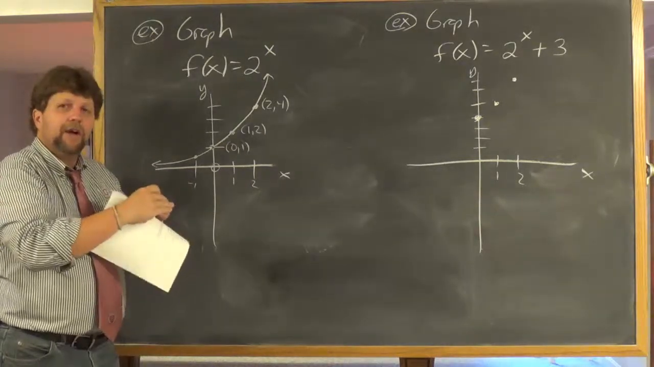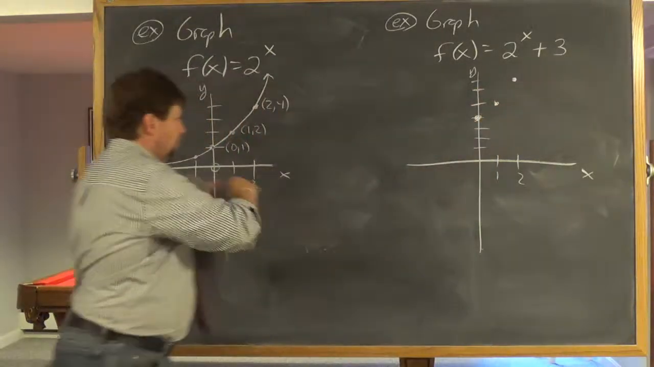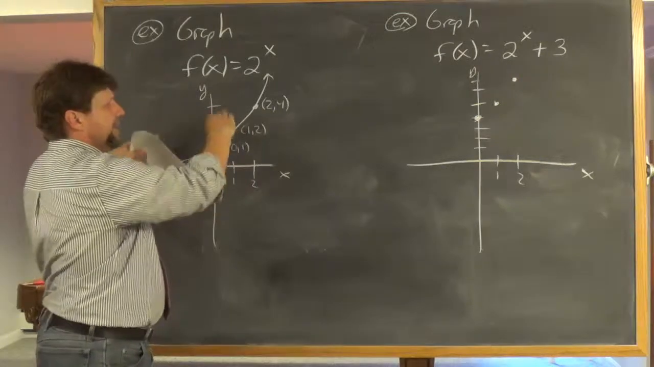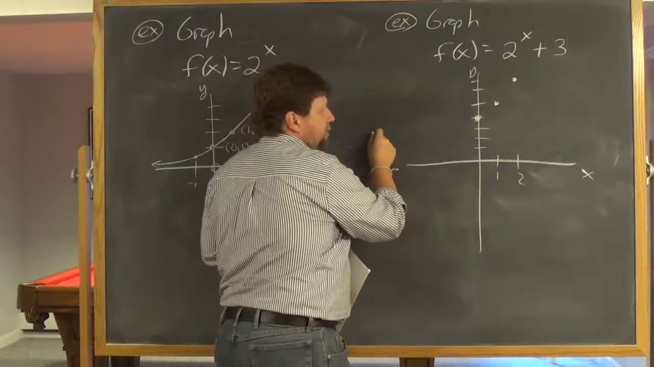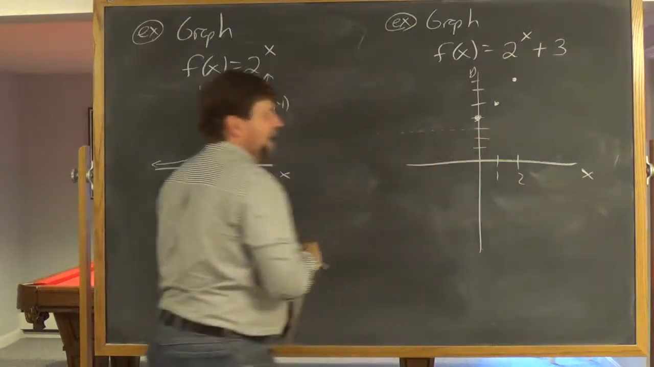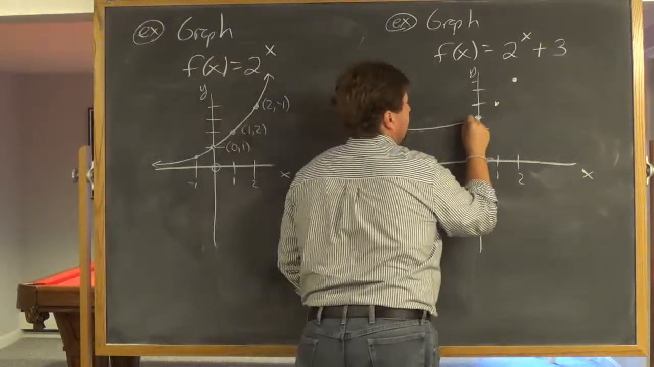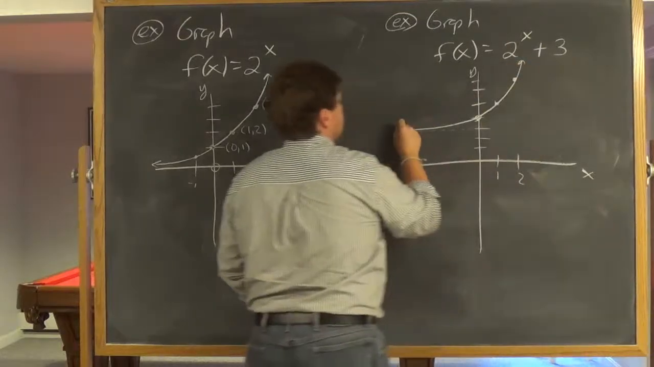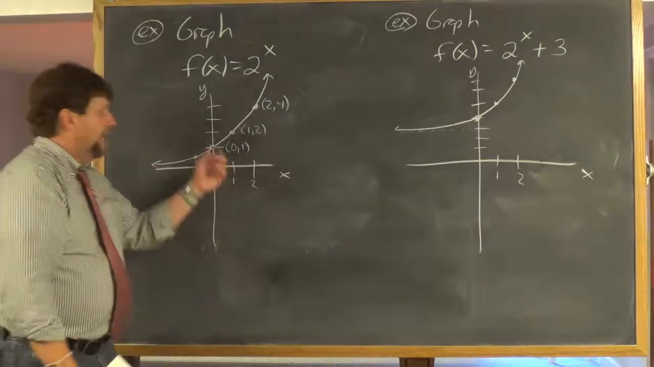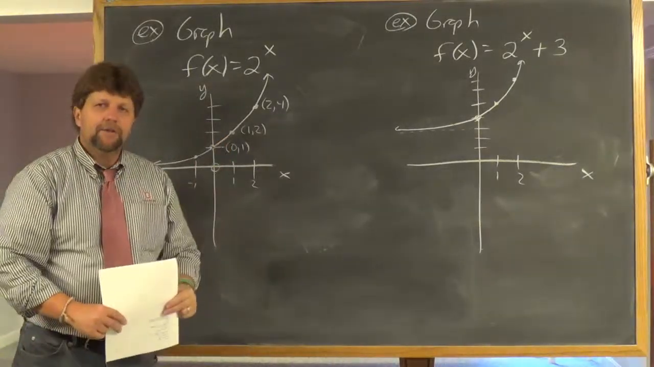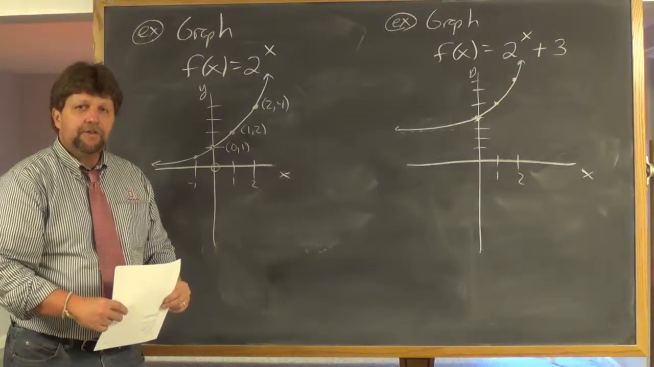Well, think about that horizontal asymptote. If these points get shifted up 3 units, then this horizontal asymptote, it too would be shifted up 3 units. So that means that when I sketch the graph, I shouldn't cross this horizontal line, y equals 3. And by taking that into account, there's the graph of 2 to the x plus 3. I just used old information. I took this graph and just shifted it up 3 units. And that's the basics on how to graph exponential functions.